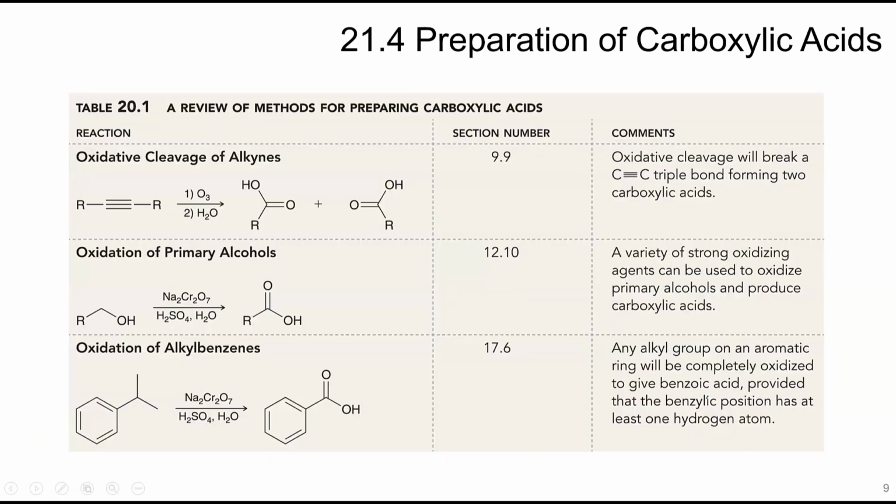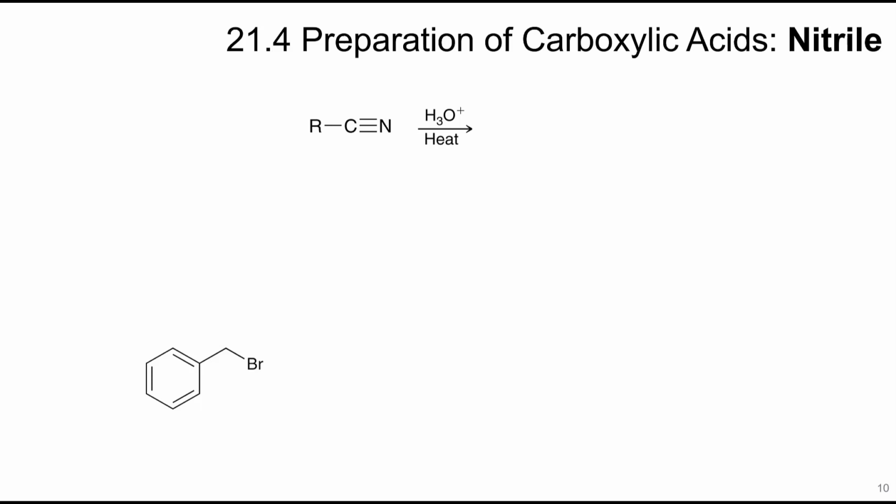So we have different methods for preparing carboxylic acids that we've already seen. The first, from chapter 9, is oxidative cleavage of an alkyne, where we cut this in half, we do ozonolysis followed by a water workup, and that makes 2 carboxylic acids. We can also oxidize a primary alcohol using the Jones reagent to get a carboxylic acid, or we can do oxidation of a benzyl proton to get benzoic acid. One other reaction that we can do is to hydrolyze a nitrile using acid and heat, and that will give us the carboxylic acid here. And the way that we can make a nitrile is to do an SN2 reaction using NaCN.